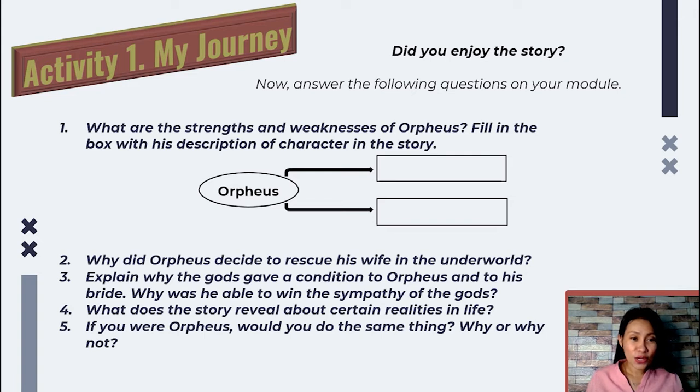Then answer, why did Orpheus decide to rescue his wife in the underworld? Number 3. Explain why the gods gave a condition to Orpheus and to his bride. What is that condition? Why was he able to win the sympathy of the gods? Question number 4. What does the story reveal about certain realities in life? And question number 5. If you were Orpheus, would you do the same thing? Why or why not?